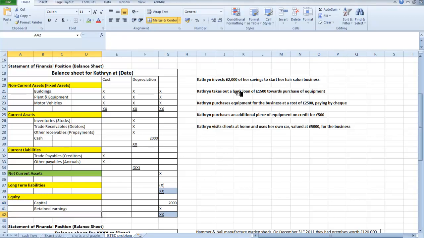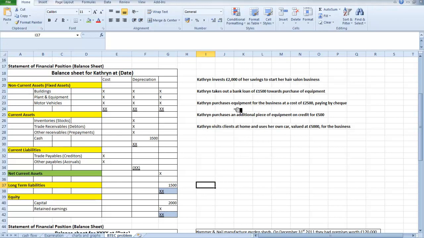Catherine now takes out a bank loan of £1,500 towards purchase of equipment. Okay, so she's now got £1,500 more, so her cash has gone up from 2,000 to 3,500, but she now has a liability. For the sake of making it easy, I'm just going to call this a long-term liability.